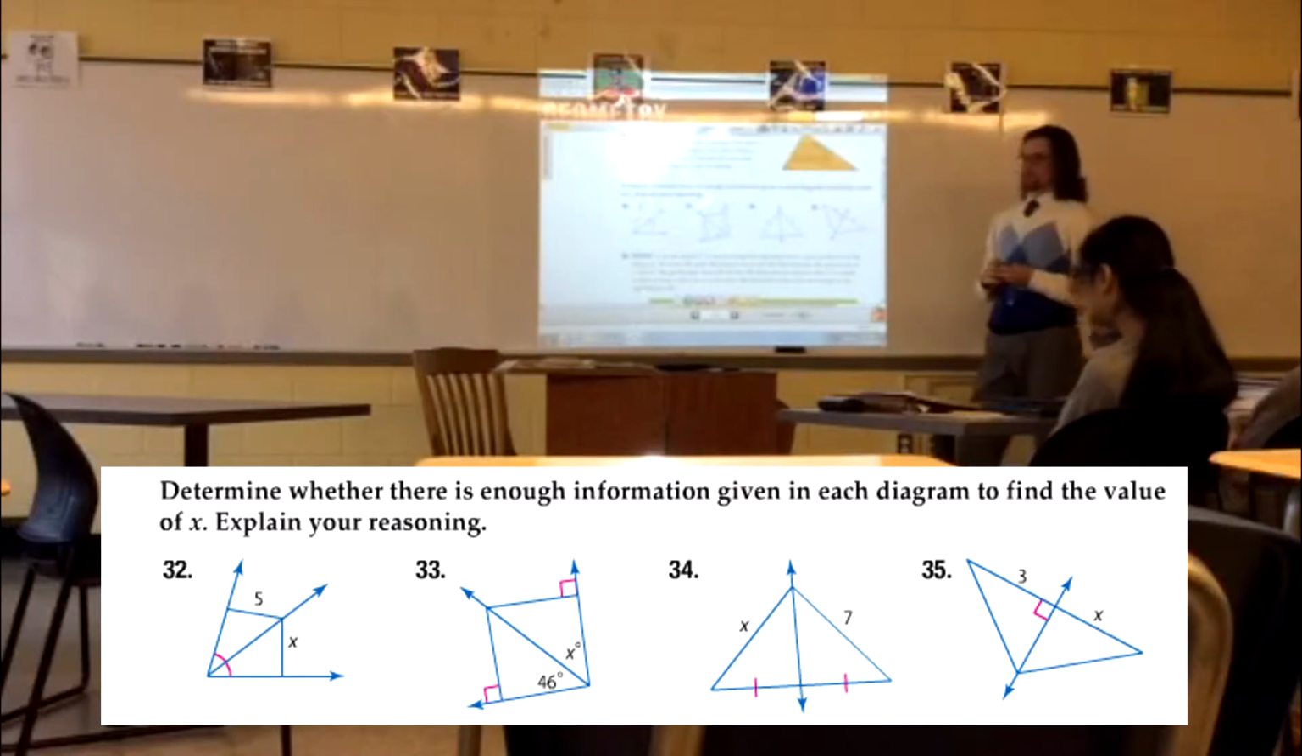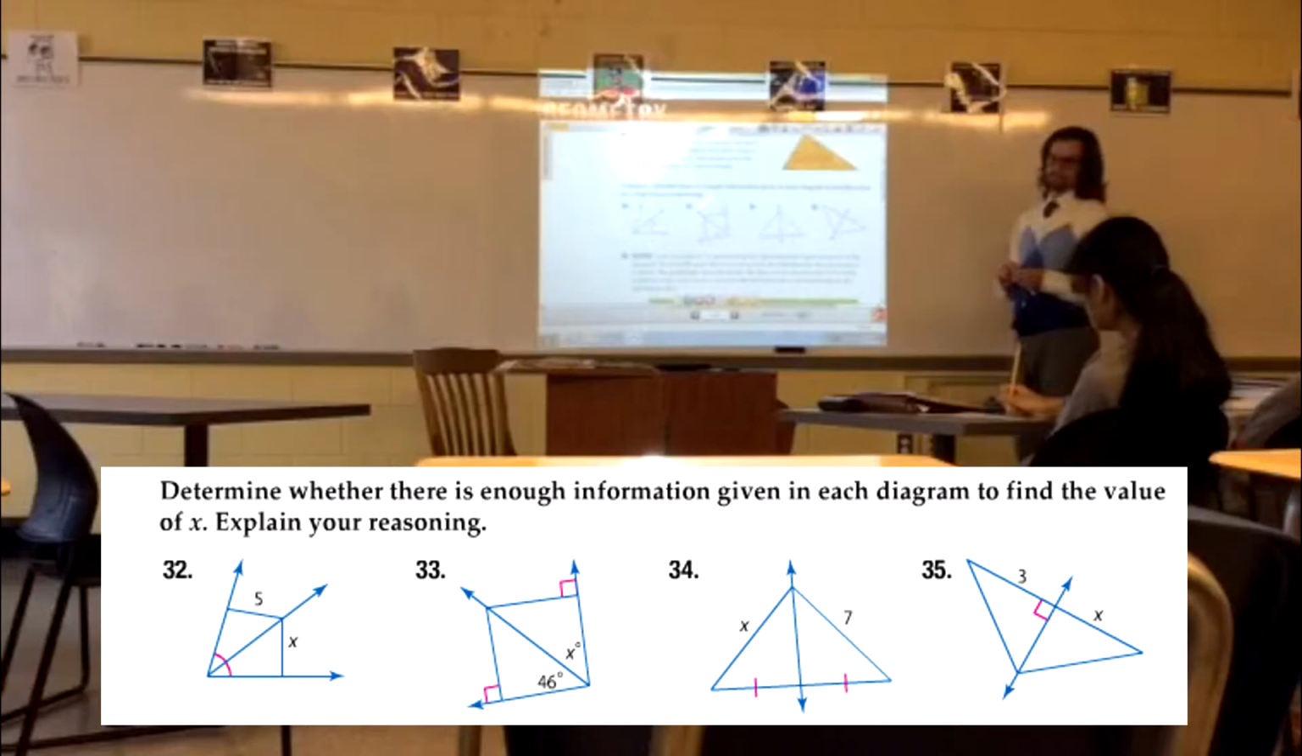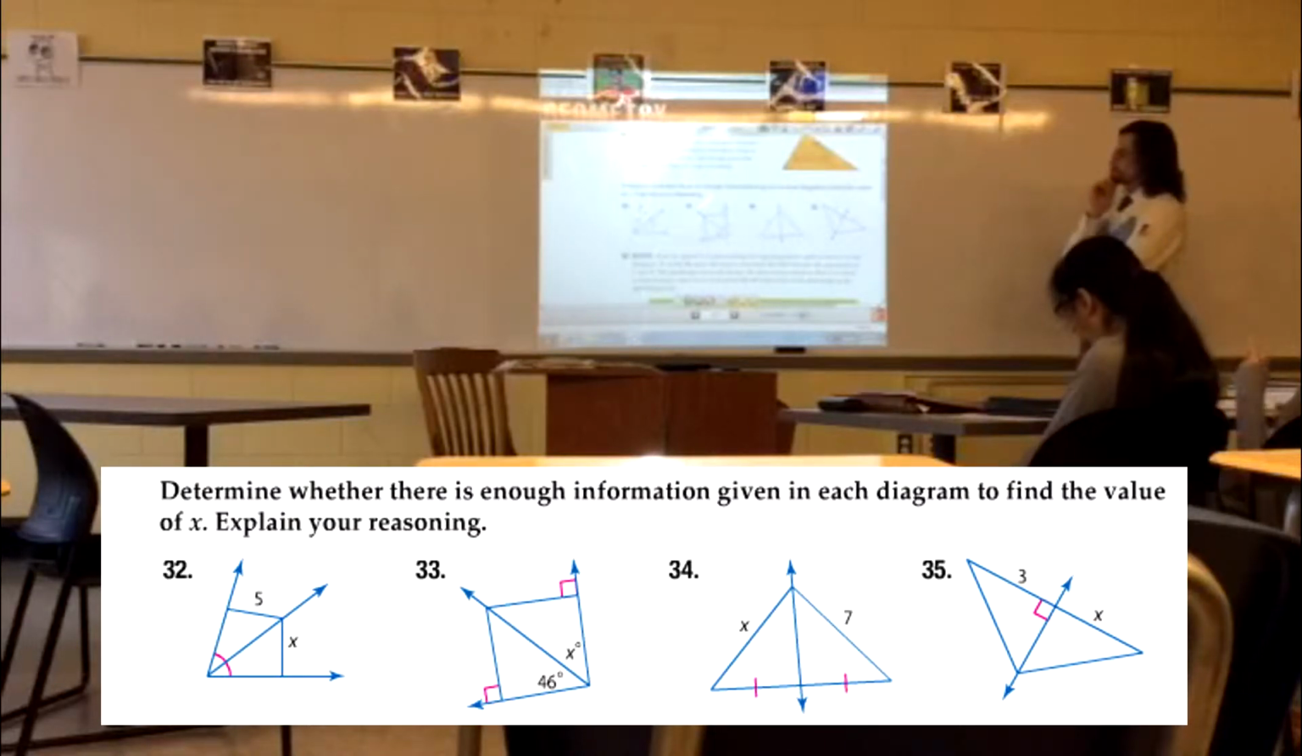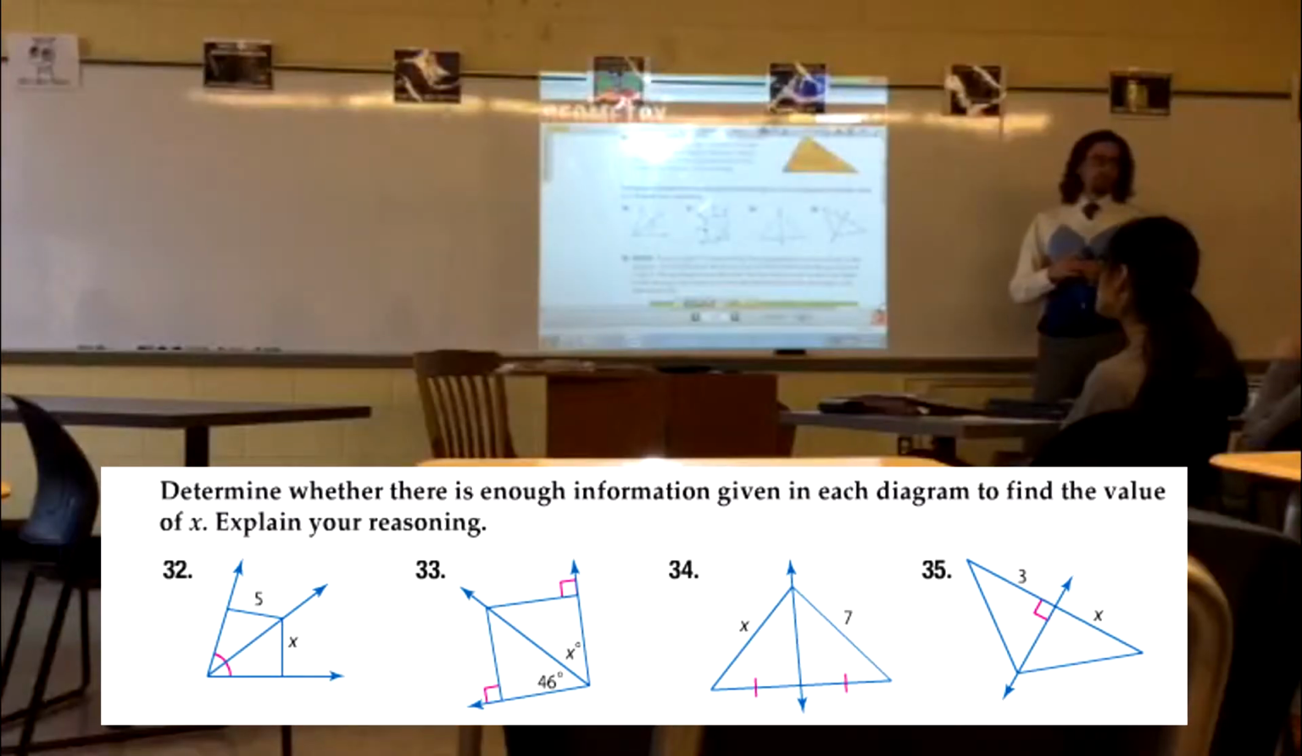What about 33? Do you have enough info in 33? No? What are we missing? Kelly, what are you missing? You don't know if the segments are congruent. Which segments? The ones going into the bisector. The ones going to the bisector? Have enough info.